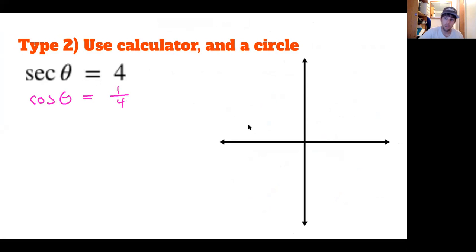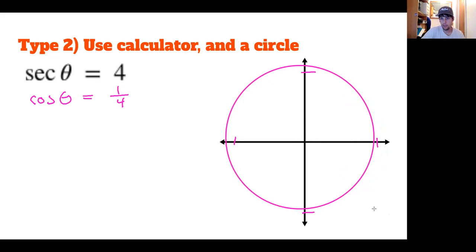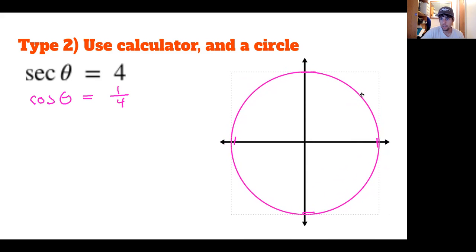Remember, cosine on the unit circle is the x-coordinate. So if we have a unit circle, I'll just kind of sketch something out here. Here's a unit circle, at least approximately a unit circle. Yeah, we'll just call this our unit circle. So, you know, radius of 1. The cosine value of 1/4 means, let's see, this is a half. This right here would be 1/4.